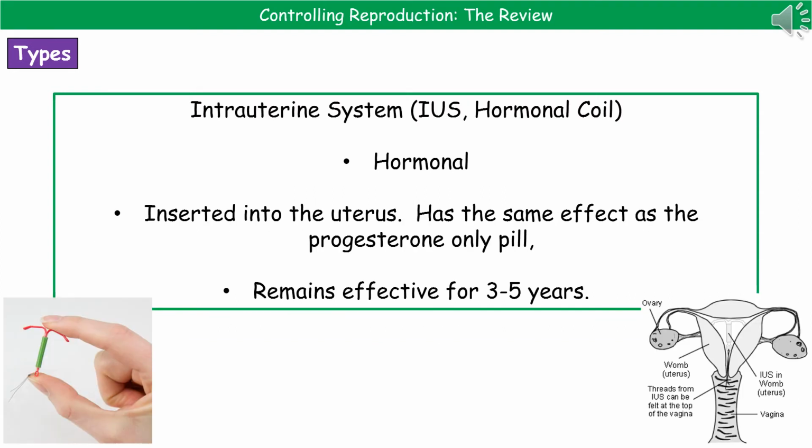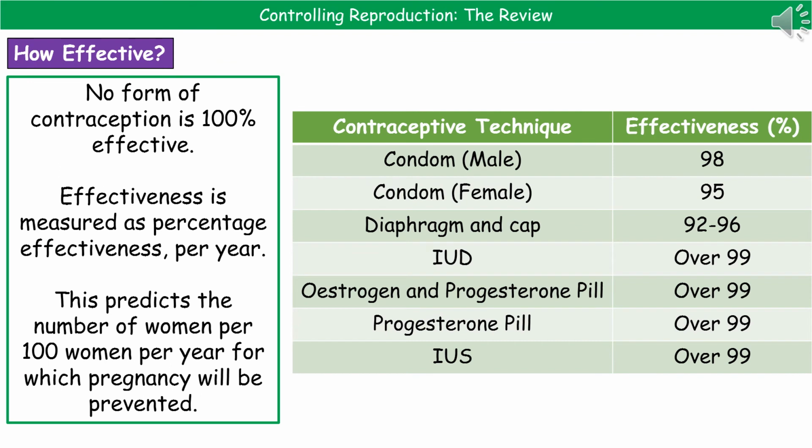The last contraceptive technique we're going to look at is the intrauterine system, or IUS. So this is again a little coil, as you can see in the bottom left there, but this time it's a hormonal coil. So we insert it into the uterus just like previously, and it has the same effect as the progesterone only pill. Good thing about this though is it is going to remain effective for between 3 and 5 years.